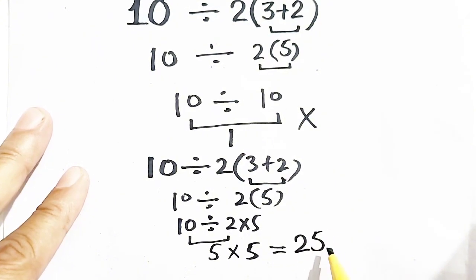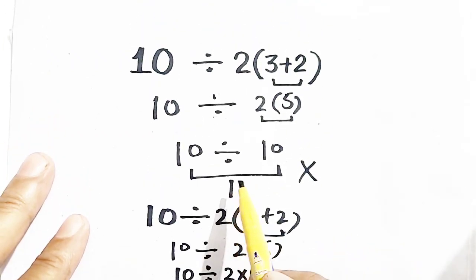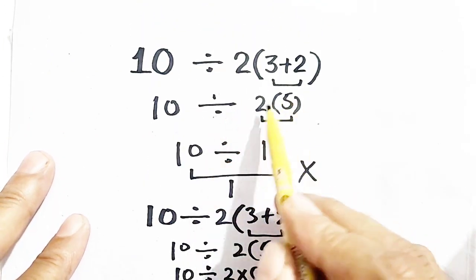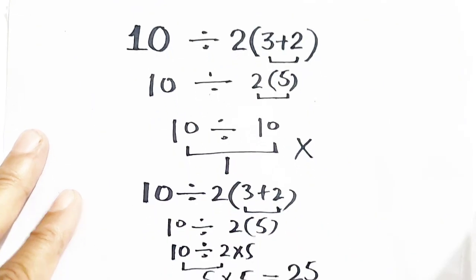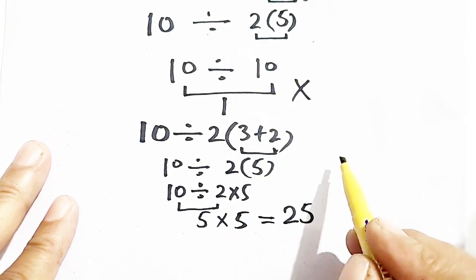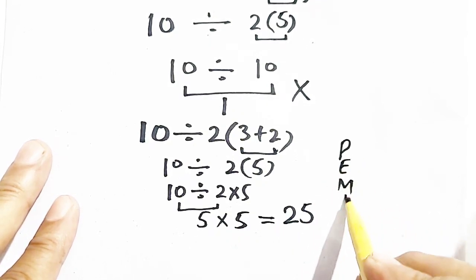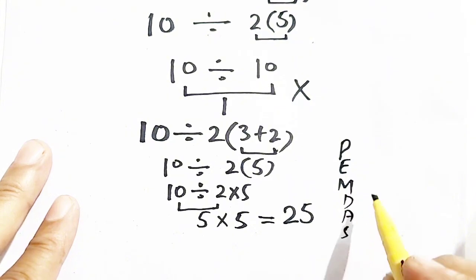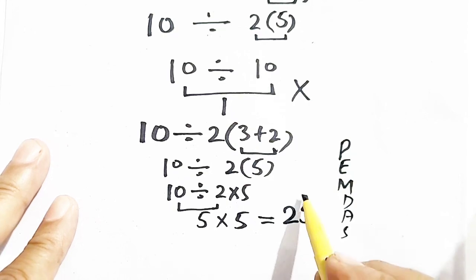25. So our answer in the first case, when we multiplied first and division secondly, was 1. But in the second case, our answer is 25 when we follow the order of operations, the PEMDAS rule. So, obeying the PEMDAS rule, we get the answer 25, which will be the correct answer.